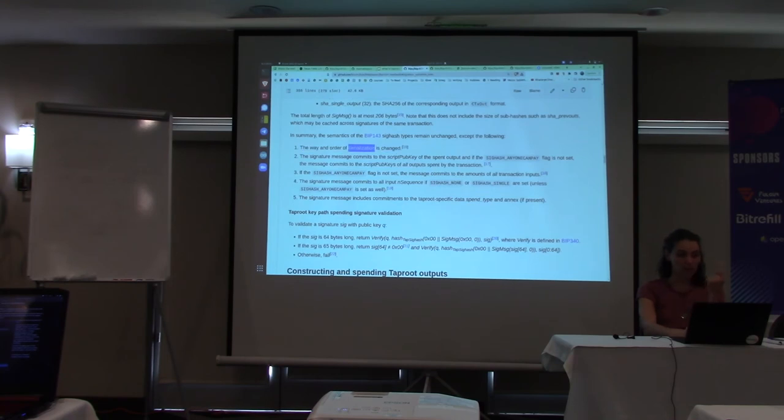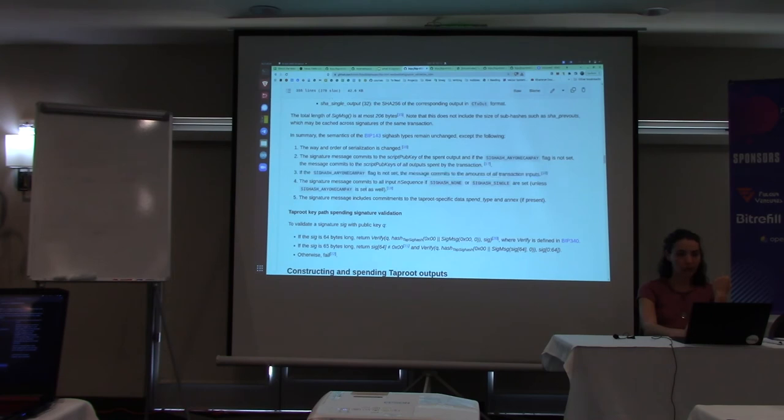So the way in which serialization has changed, that's cool. This is really important. I like to think that this actually got added because of a conversation that I had with some people. The signature message now commits to the scriptPubKey of the output being spent, so basically you commit to the scriptPubKeys of the outputs you're spending, which has cool implications for some protocols I've been working on. This is new and different.